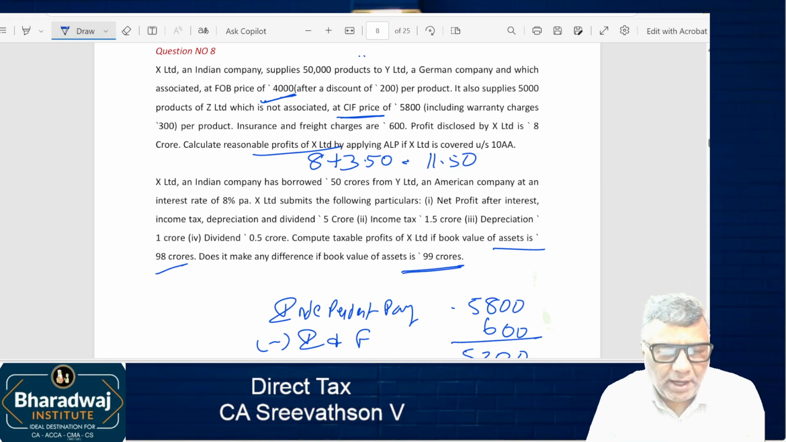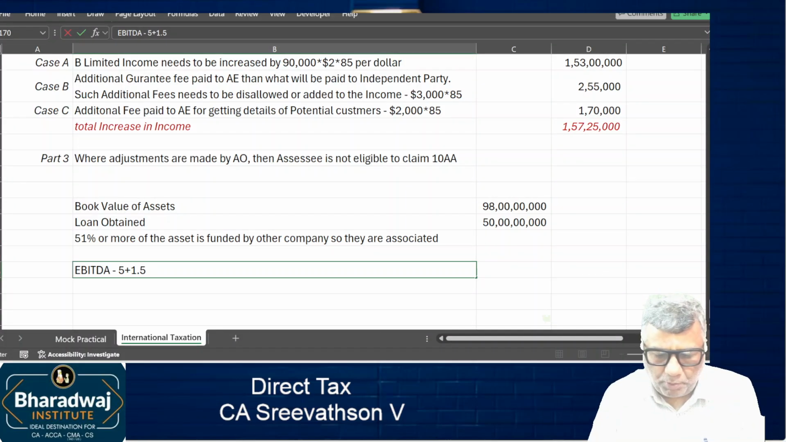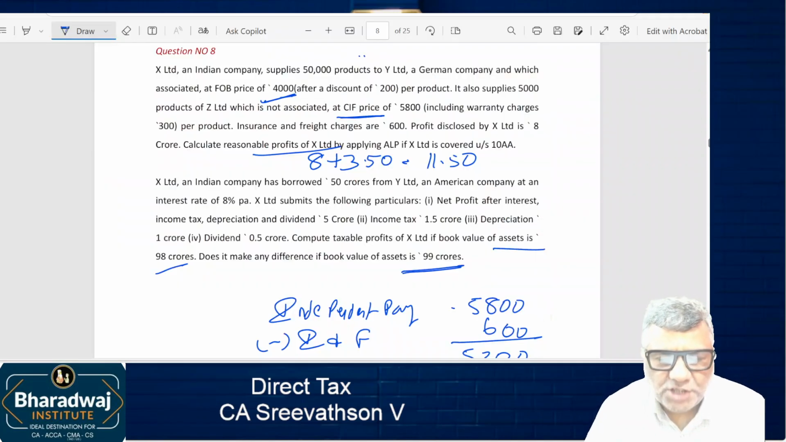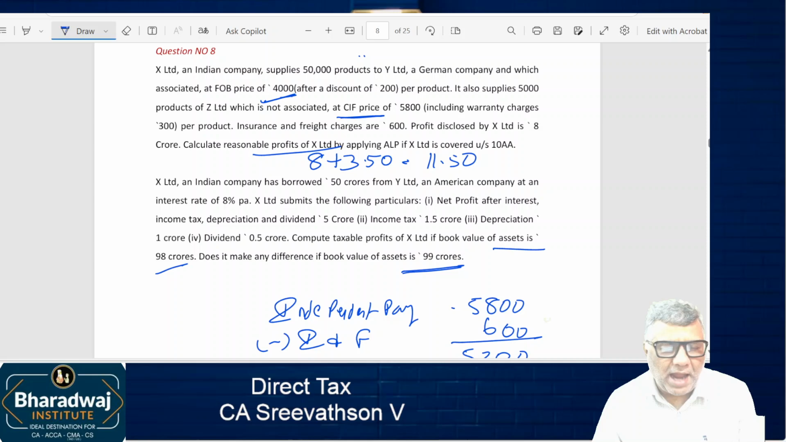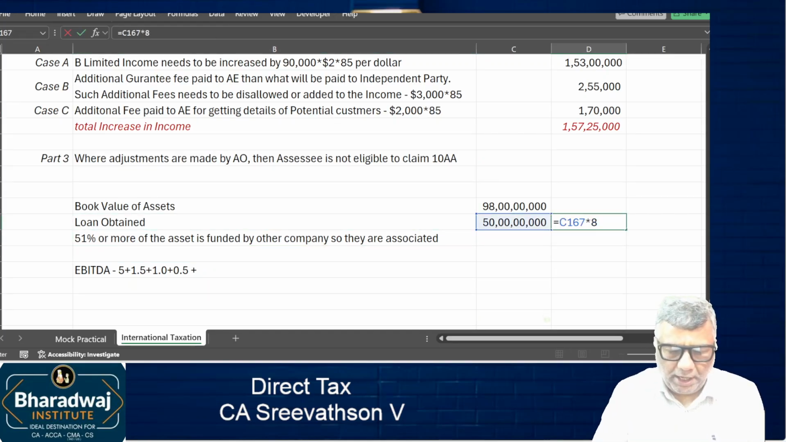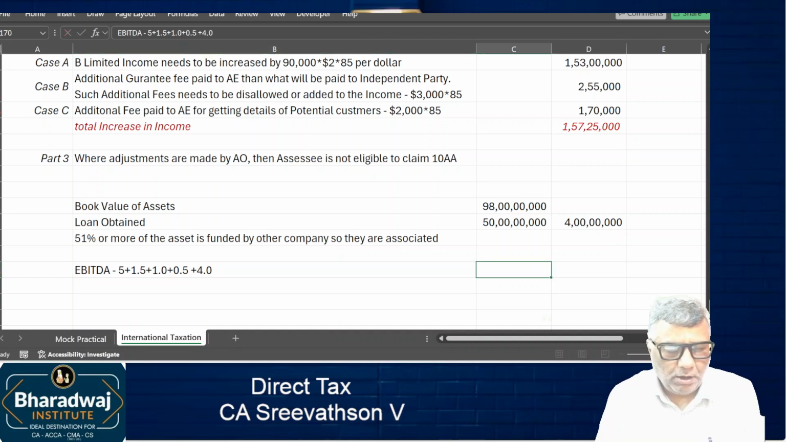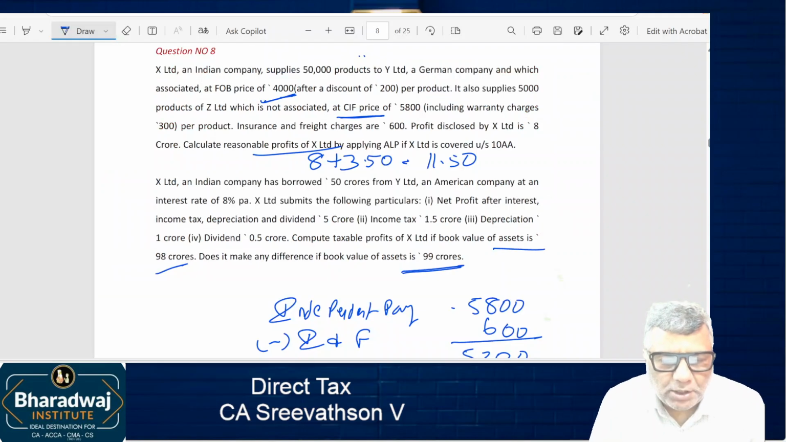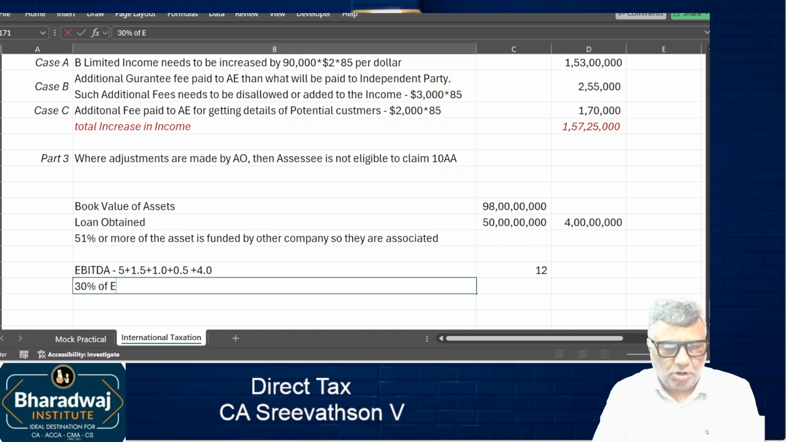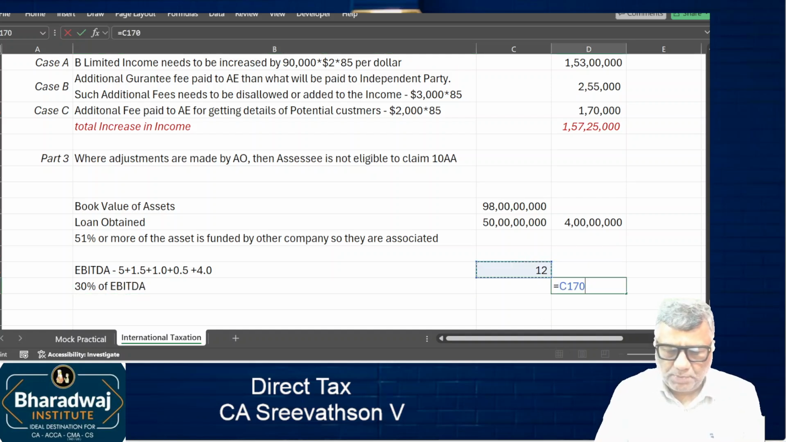EBITDA will be 5 plus 1.5 plus 1 plus 0.5 plus the interest. How much is the interest? Interest is 50 crore at an interest rate of 8% per annum, so 4 crores. Repeating, 5 plus 1.5 plus 1 plus 0.5 plus 4, that is 12 crores. And 30% of EBITDA is this much.